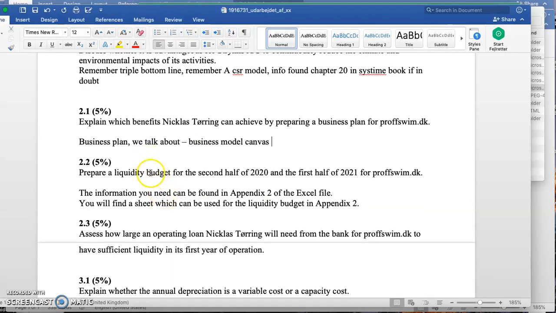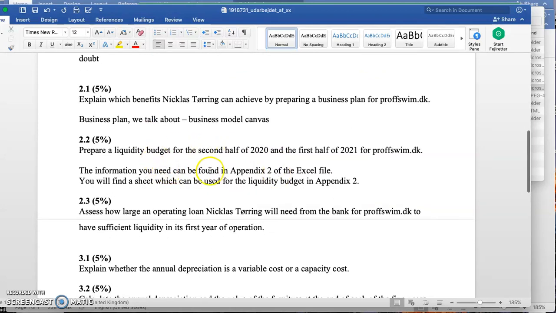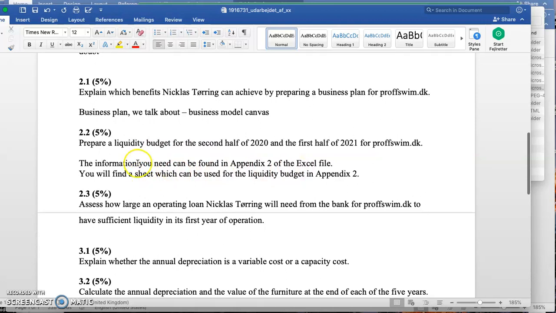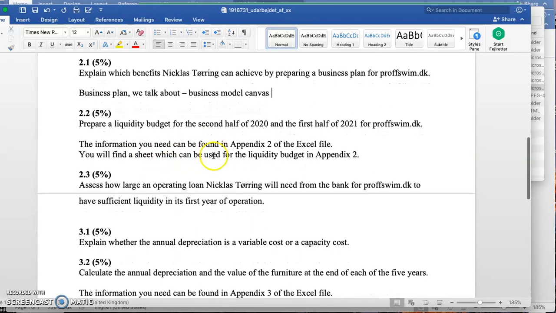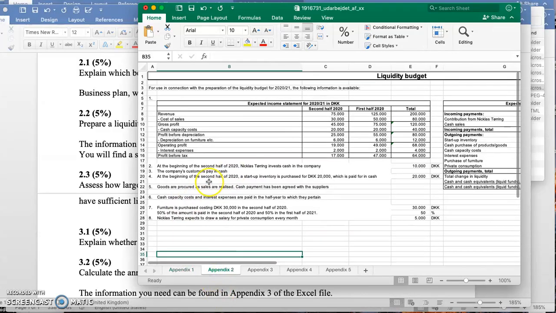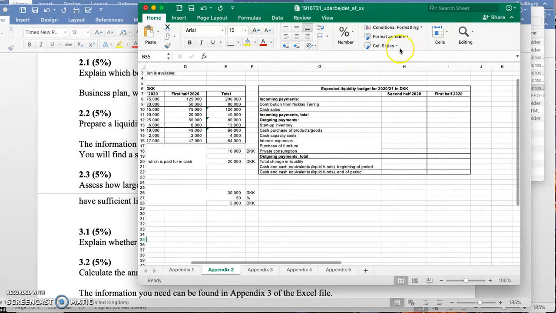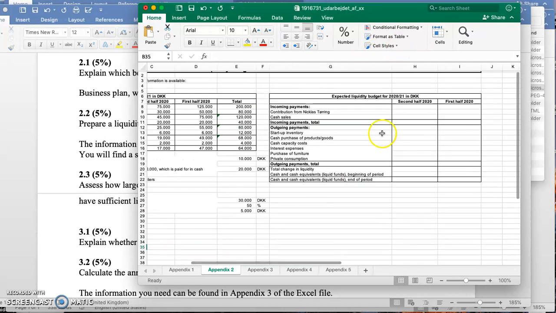Prepare a liquidity budget for the second half of 2020 and first half. The information will need to be found in Appendix 2 and the Excel file. You will find the sheet which is to be used for the liquidity budget in the appendix. Again, you have the information here, and you have what you need to put into it.